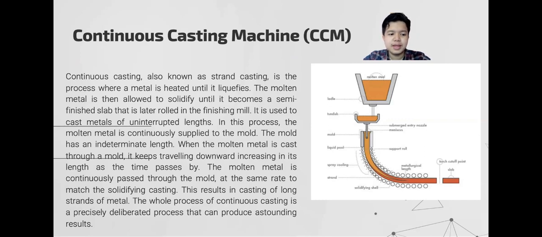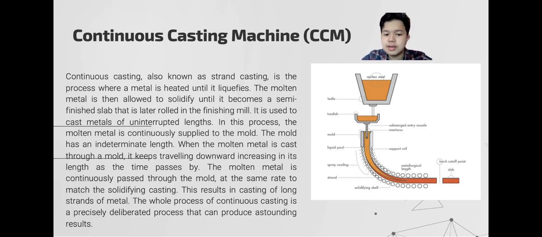In this process, the molten metal is continuously supplied to the mold. The mold has indeterminate length. When the molten metal is cast through a mold, it keeps traveling downward, increasing its length as time passes. The molten metal is continuously passed through the mold at the same rate to match the solidifying casting. This results in casting of long strand metals. The whole process of continuous casting is a precisely deliberated process that can produce astounding results.